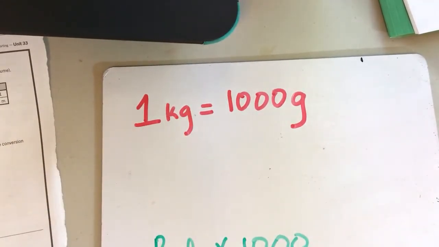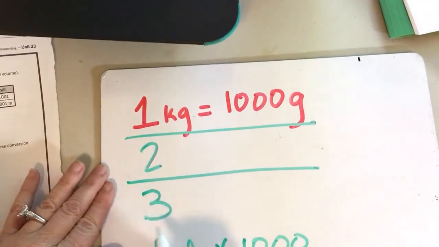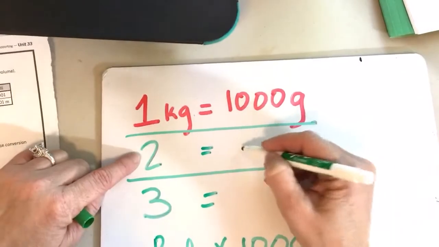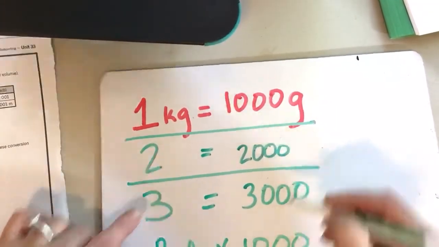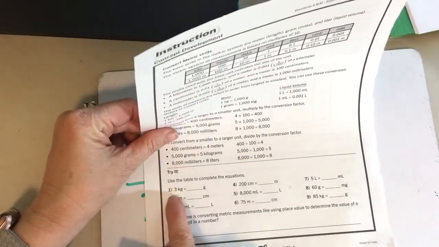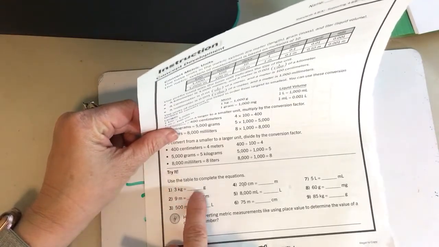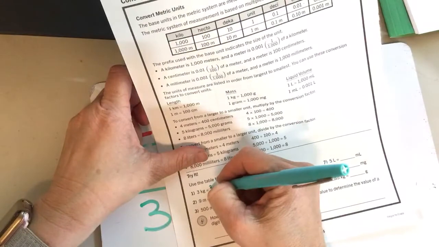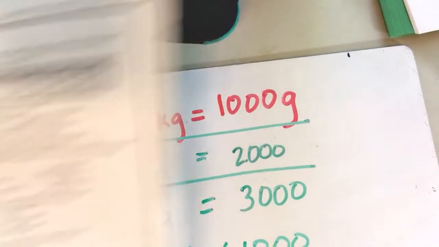The rule was to multiply by 1,000. So if I keep filling in my chart or my table, okay, think of it this way. 2 kilograms would be 2,000 grams. 3 kilograms would be 3,000 grams. So 3 kilograms is how many grams? 3,000. Here we go. All right. Let's look at the next one.